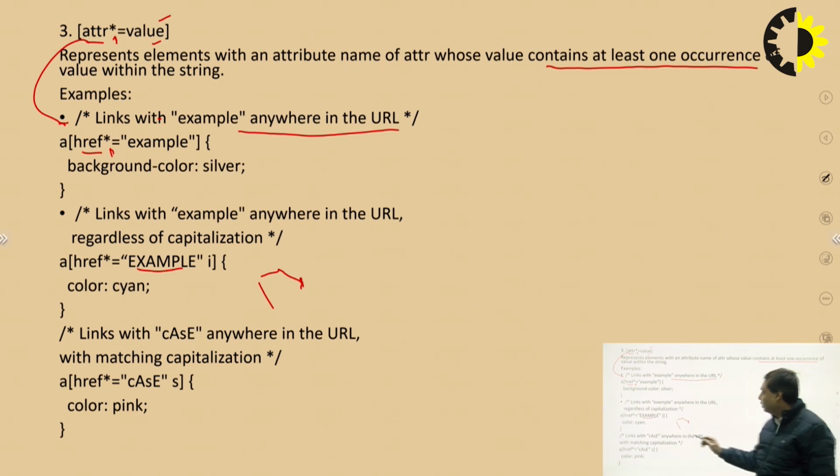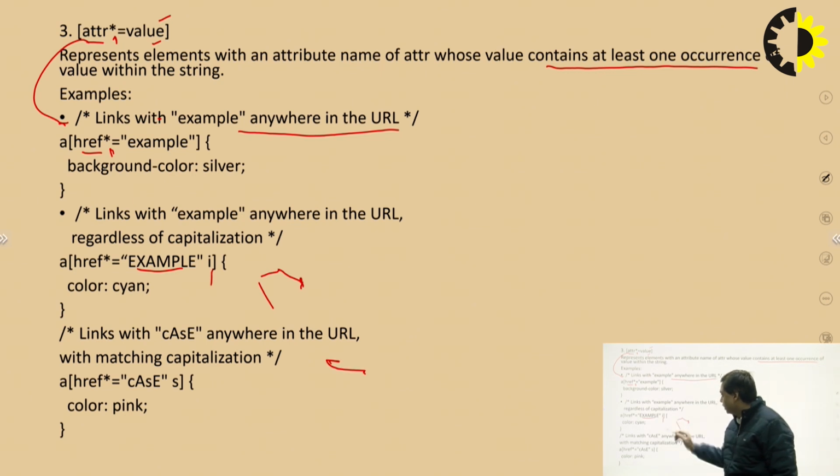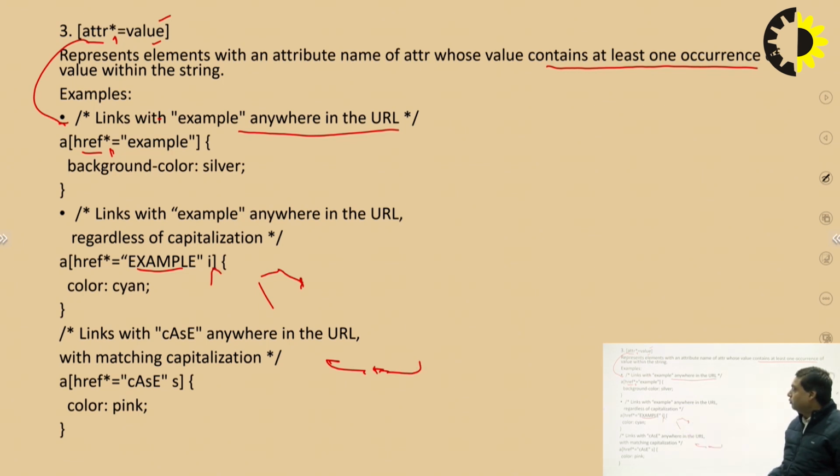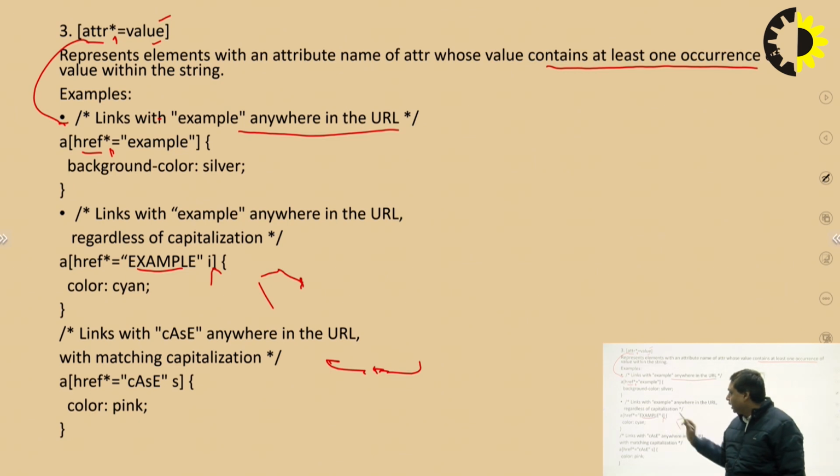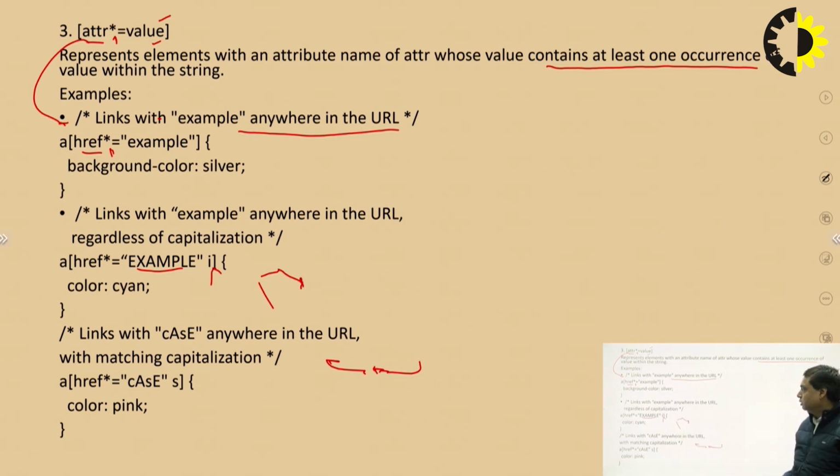So we are just putting the flag I here. Just see here, flag I is mentioned. It is called a flag. If you write I after the value, it represents that the value is case insensitive. So if the href consists of a URL, and in this URL at least one occurrence of example is present, then this CSS color equal to cyan will be applicable.